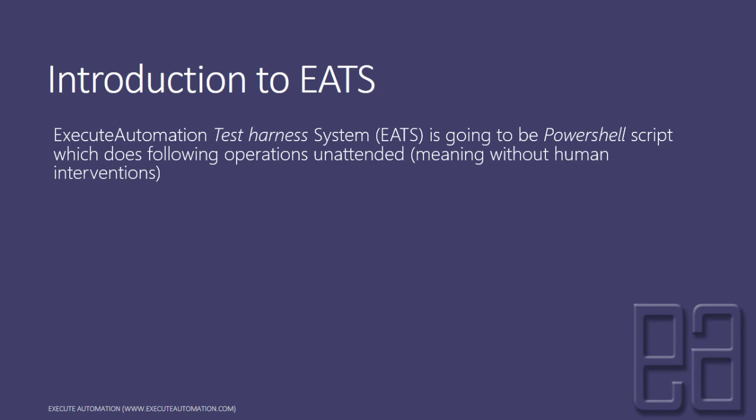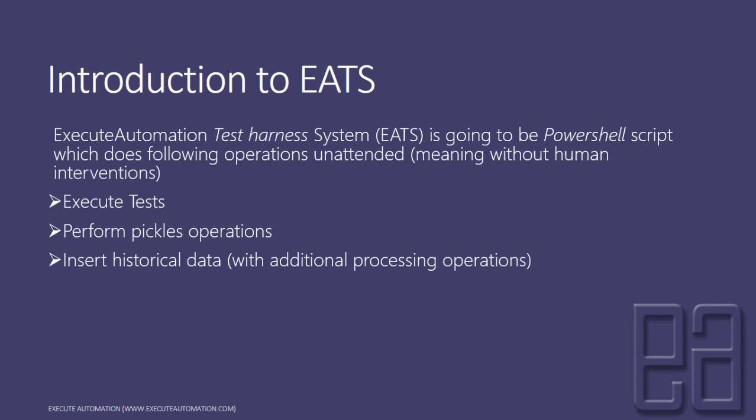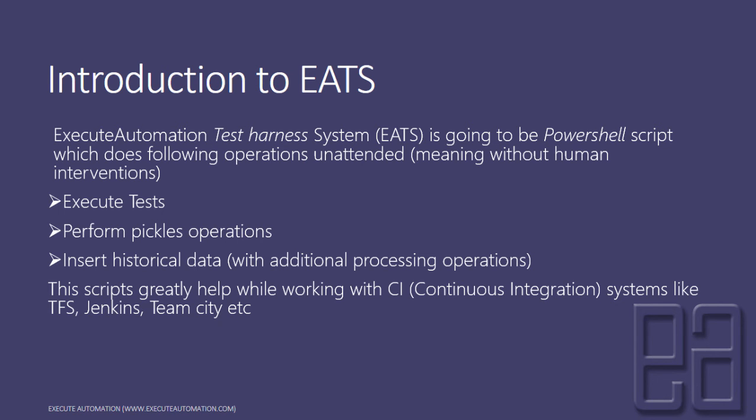Execute Automation Test Harness System, or EATS, is going to be a PowerShell script which does the following operations unattended, meaning without any human intervention. It is going to execute the test that you wrote. It is going to perform pickle operations. We'll discuss pickle operations and what kind of different operations that is going to make in our course. Insertion of historical data with additional processing operations. That also we'll be discussing in this course. What are those additional processing operations? And this script greatly helps while working with CI, or continuous integration systems like TFS, Jenkins, TeamCity, etc.